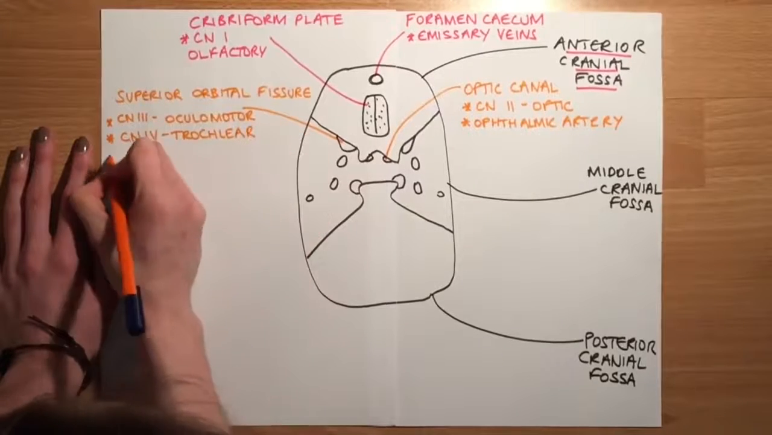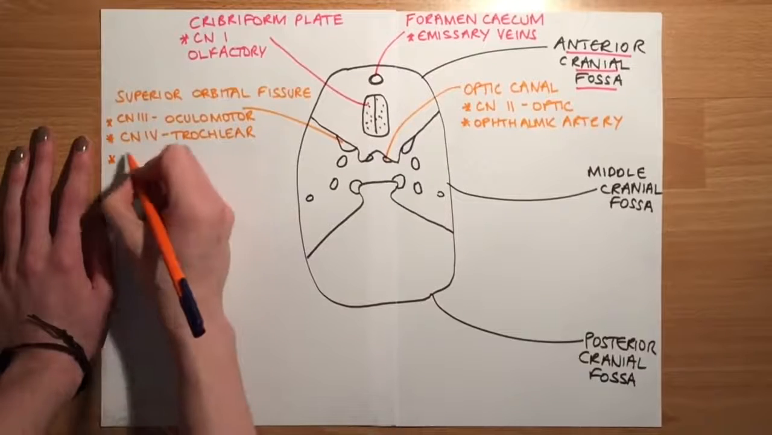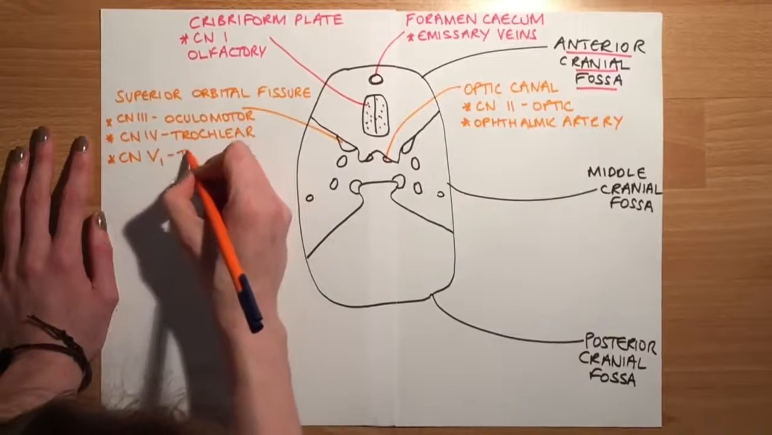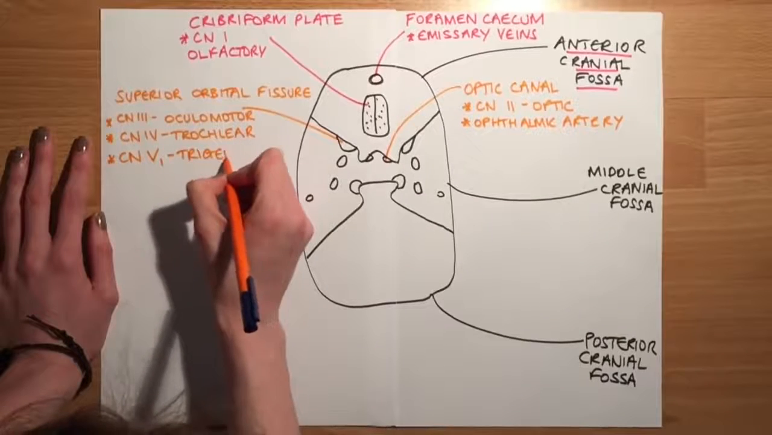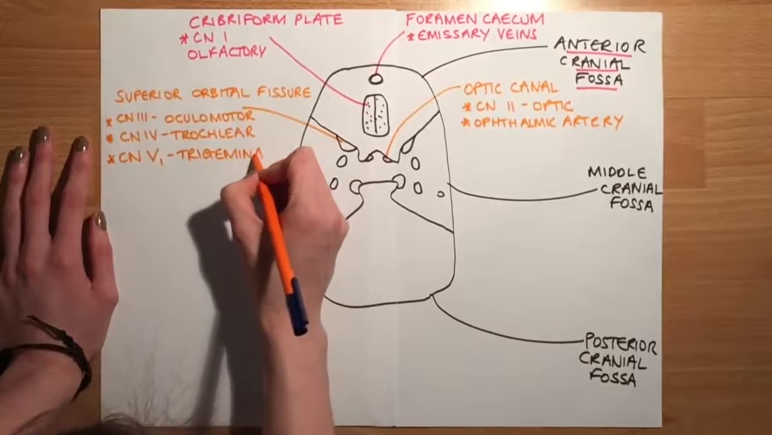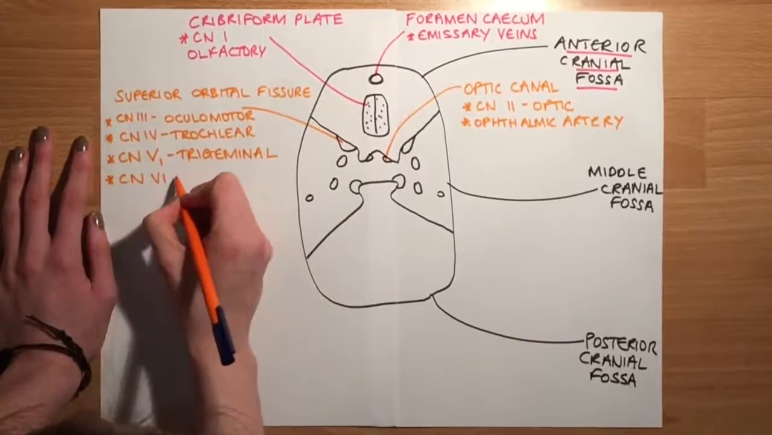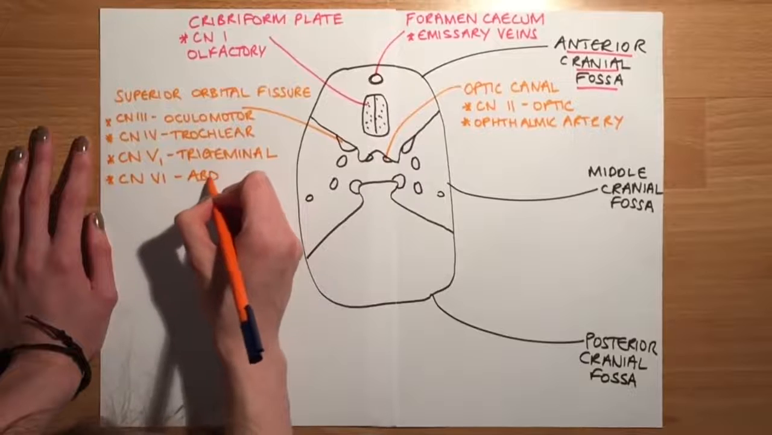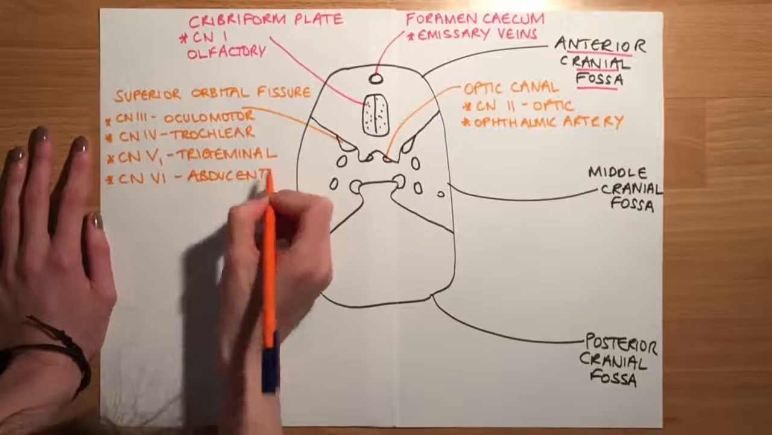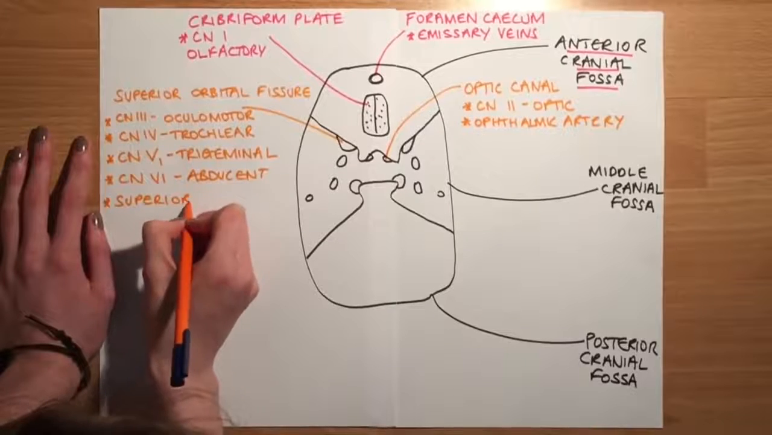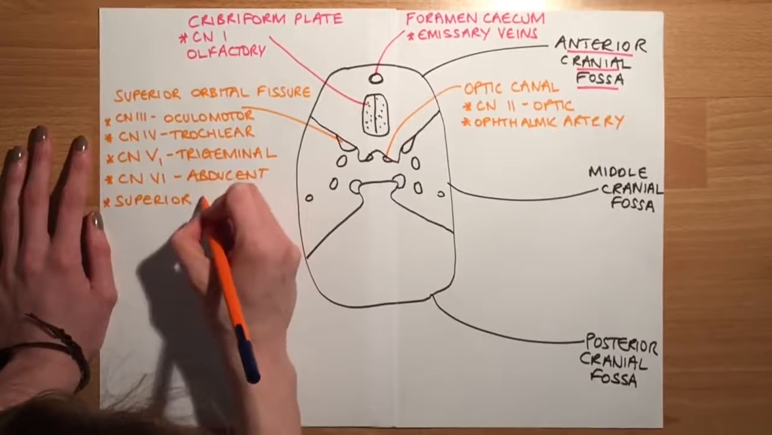that move the eye. Next, you have cranial nerve number 5, and specifically you have the first division of the cranial nerve number 5, which is the trigeminal nerve, and the first division is called the ophthalmic nerve. And we've got cranial nerve number 6, which is the abducent nerve. The 5th structure that passes through the superior orbital fissure is the superior ophthalmic vein.